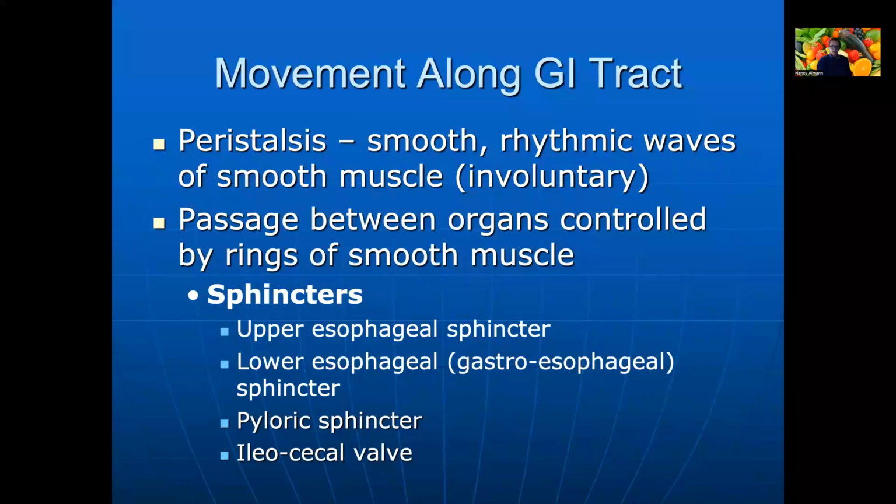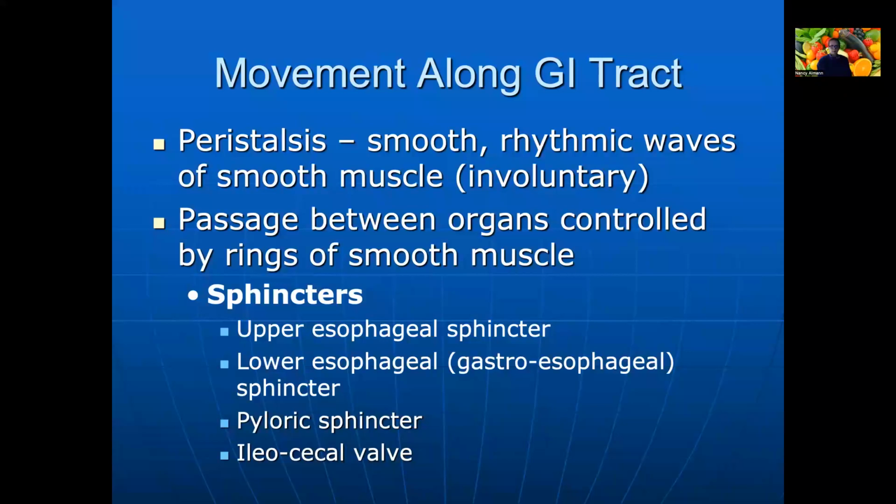Passage between organs will be controlled by these little rings of smooth muscle, which are known as sphincters. So there will be one in between the pharynx and the esophagus. There will be another between the stomach and the esophagus. There will be another between the stomach and the small intestine. And there will be another, what a surprise, between the small and large intestine.